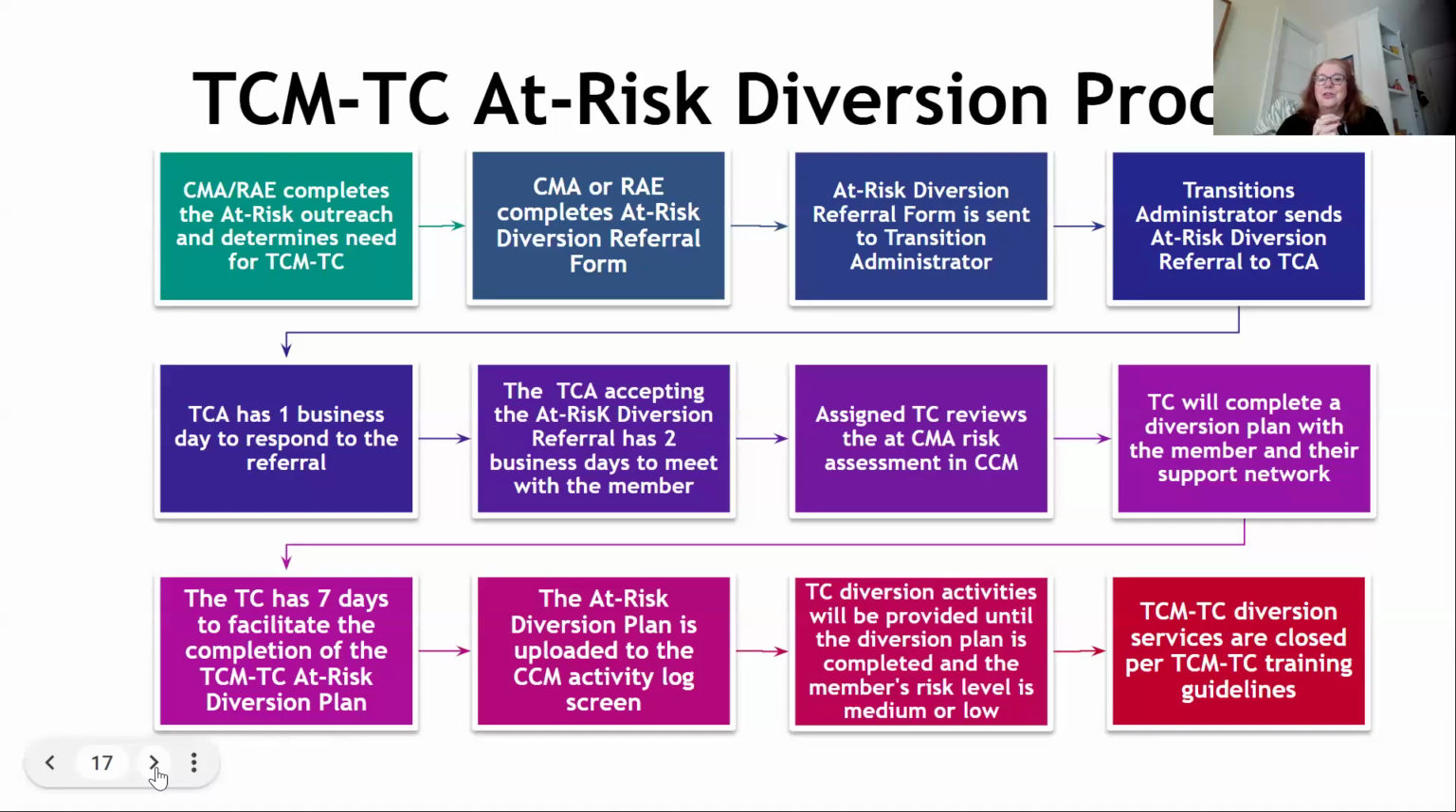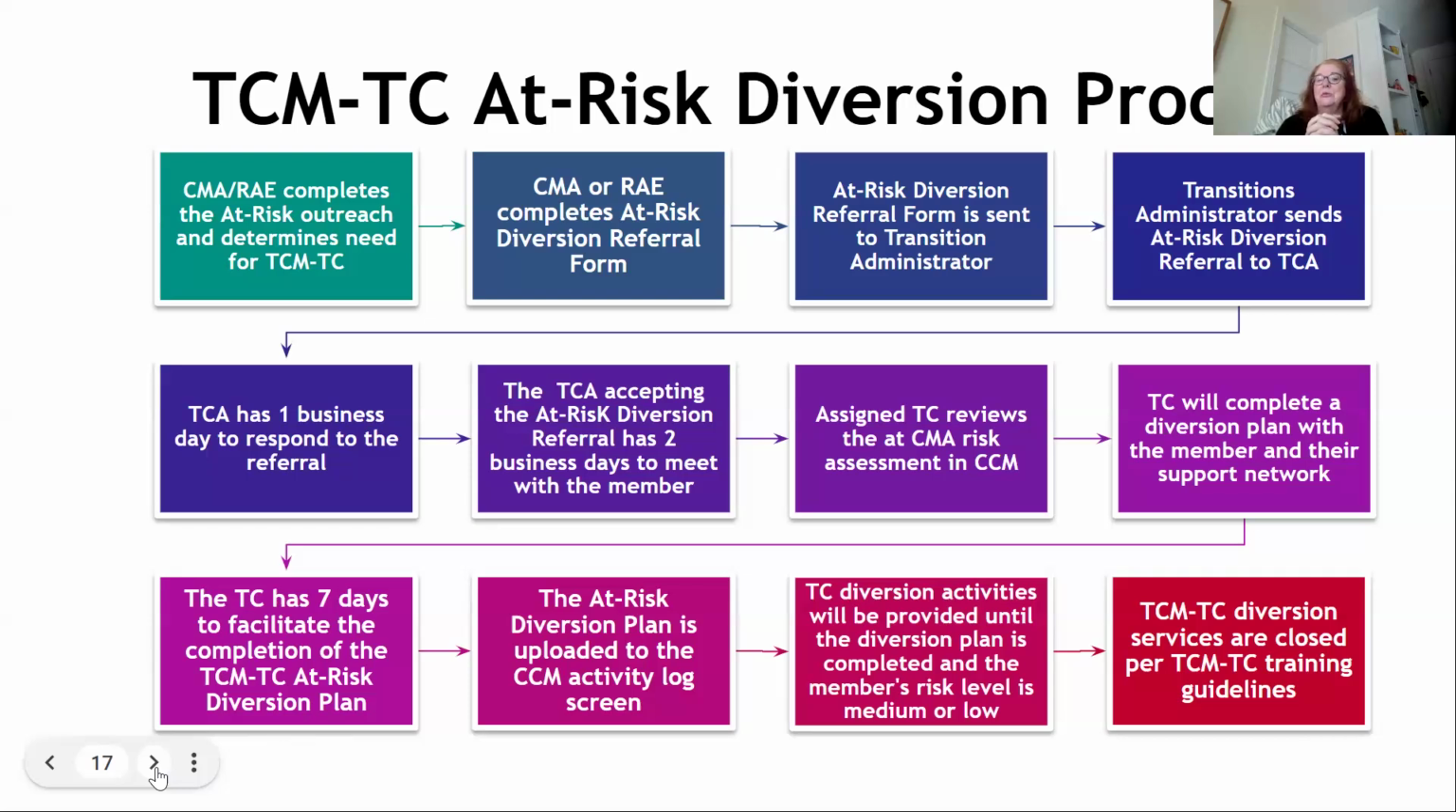So this is the diversion process. I'll just walk you through it quickly. The CMA and the RAE complete the at-risk outreach and determine the need for a TCM. They then will complete an at-risk diversion referral form to TCMTC, and that referral form will be sent to the transitions administrator here at HCPF. The transition administrator will send the at-risk diversion referral to the TCA. The TCA has 1 day to respond to that referral. And once the TCA accepts the referral, they have 2 business days to meet with the member.